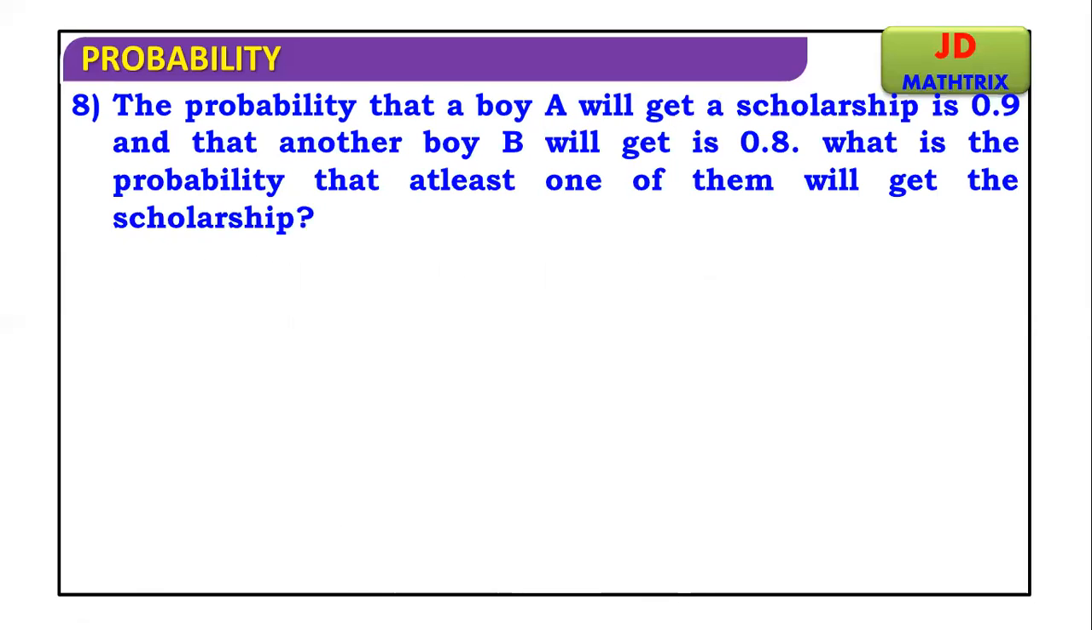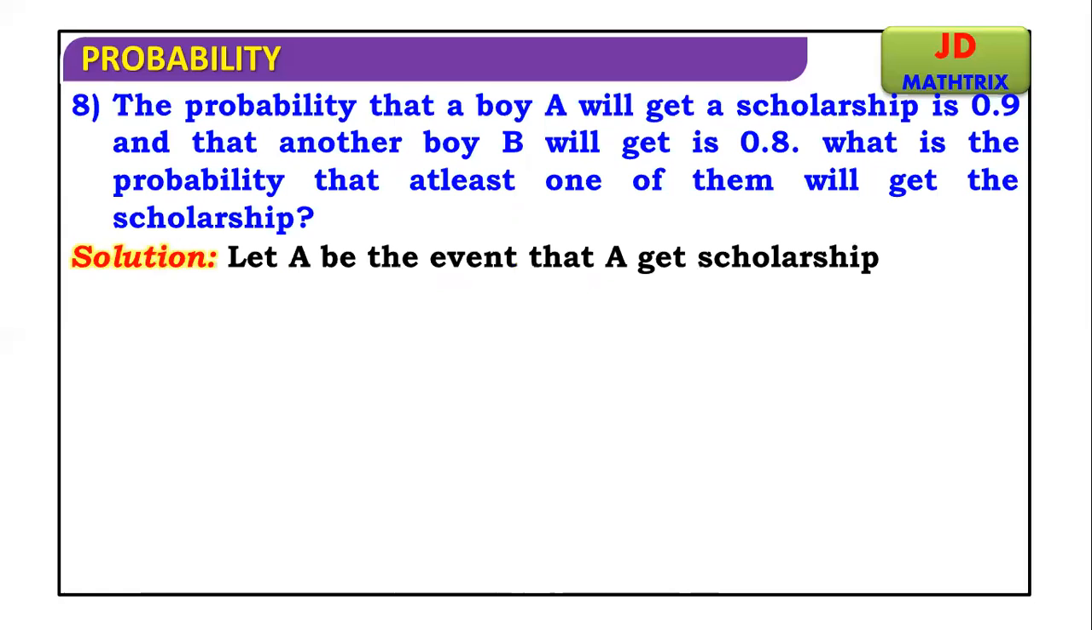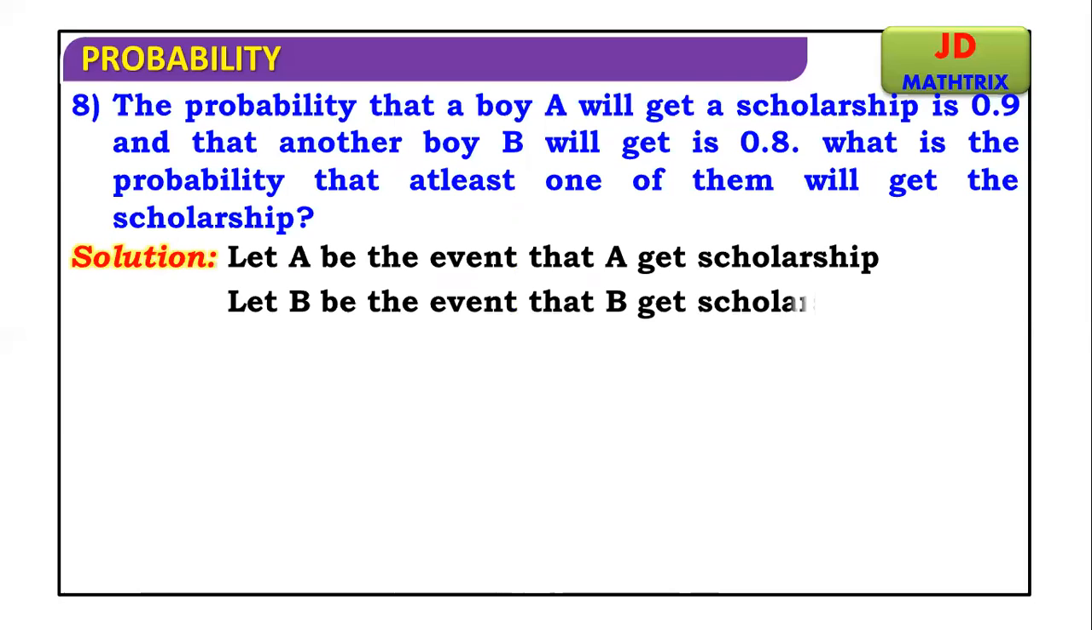The probability that a boy A will get a scholarship is 0.9 and that of another boy B is 0.8. What is the probability that at least one of them will get the scholarship? Here we are given only P of A and P of B. So first of all, let us define the events. Let A be the event that A gets a scholarship, B be the event that B gets a scholarship. Given P of A is equal to 0.9, P of B equal to 0.8.